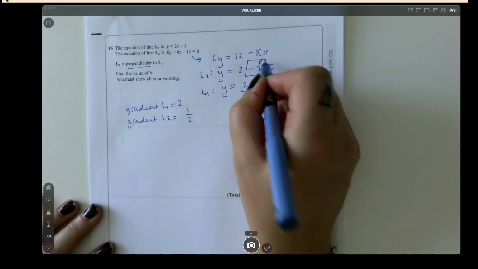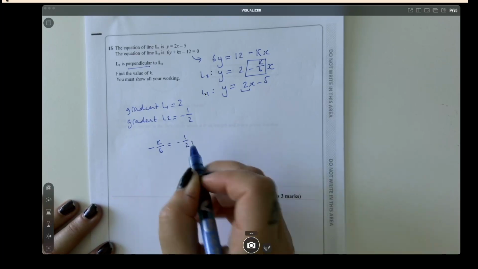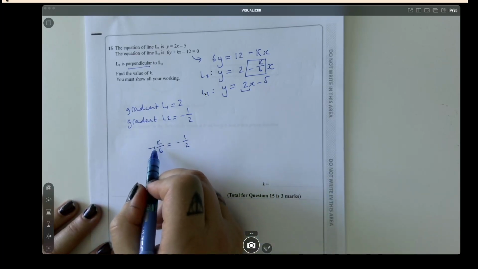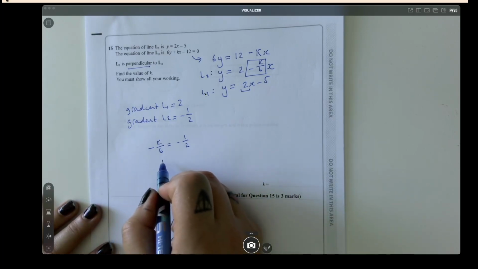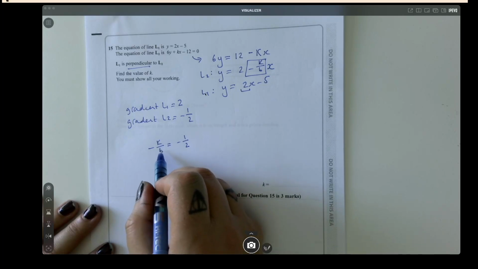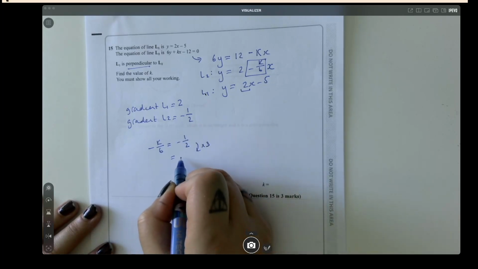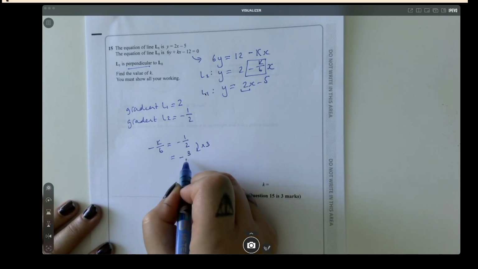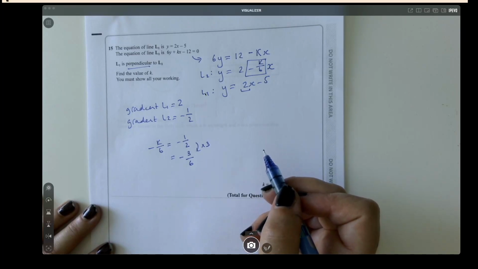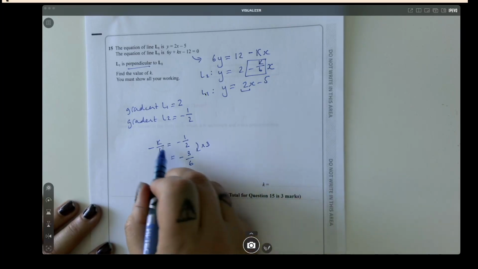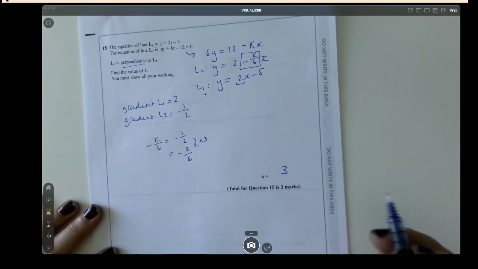At the moment, I have negative k over 6. So if negative k over 6 is equal to negative a half, what must k be? Well, we can multiply by negative 6, or we can see if we can spot what would happen. If I want this to be a fraction over 6, I would multiply it by 3. So it would be minus 3 over 6. So we can directly compare what k should be. So k equals 3.